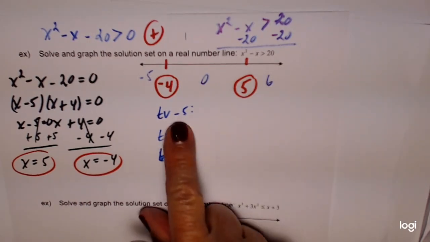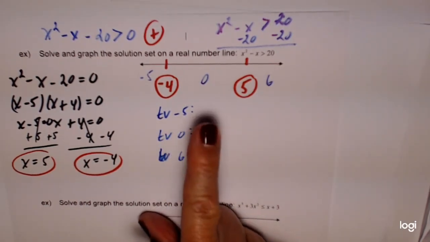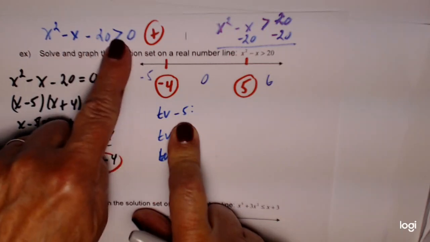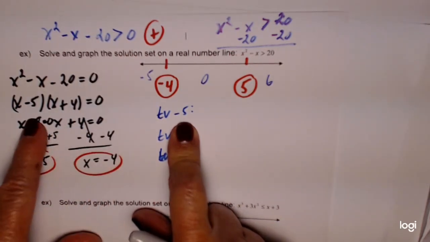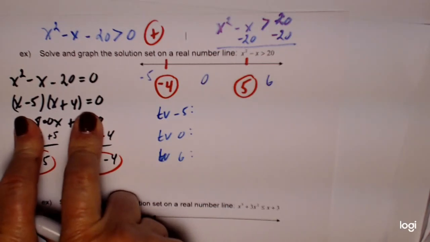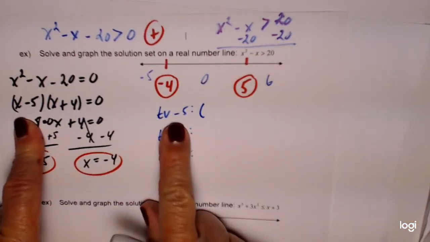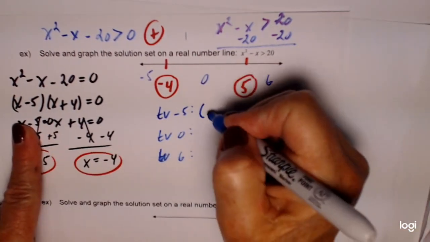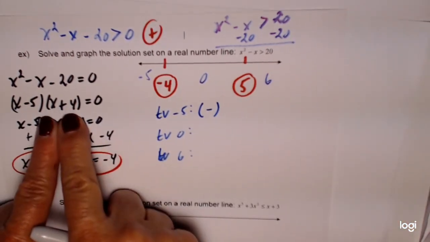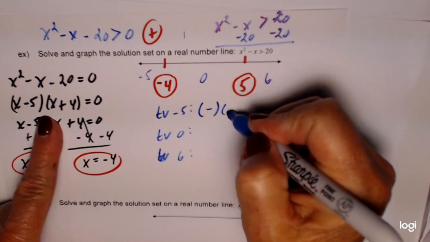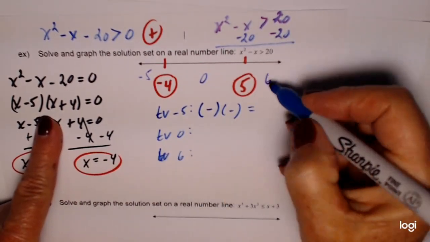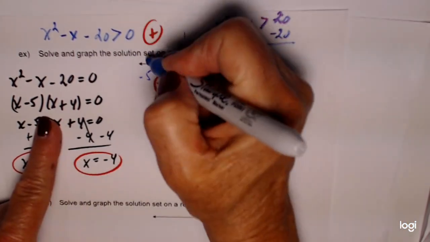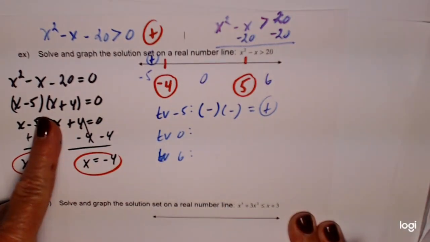To see if it's positive or negative in each interval, I'm going to take the test value, and again, you could make the substitution into the original inequality, but I tend to use the factored form because it keeps the math a little bit simpler. So here we have negative 5. Negative 5 minus 5 is negative 10, a negative number. Negative 5 plus 4 is negative 1, another negative number. A negative times a negative is a positive. So in this interval with our test value of negative 5, we have positive activity going on.